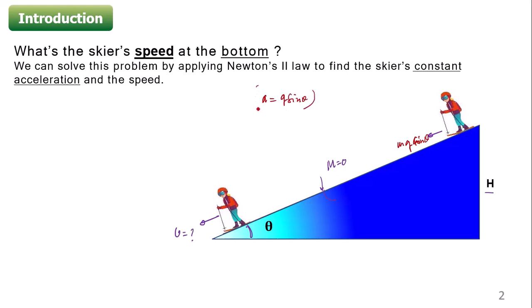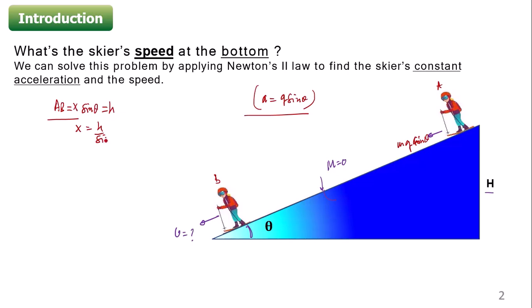Now, if the acceleration is constant, I can calculate the velocity with which it will come down. Let us say the particle covers the distance from A to B, and that distance is x. So x sine theta equals our h component. What is x? x equals h by sine theta.